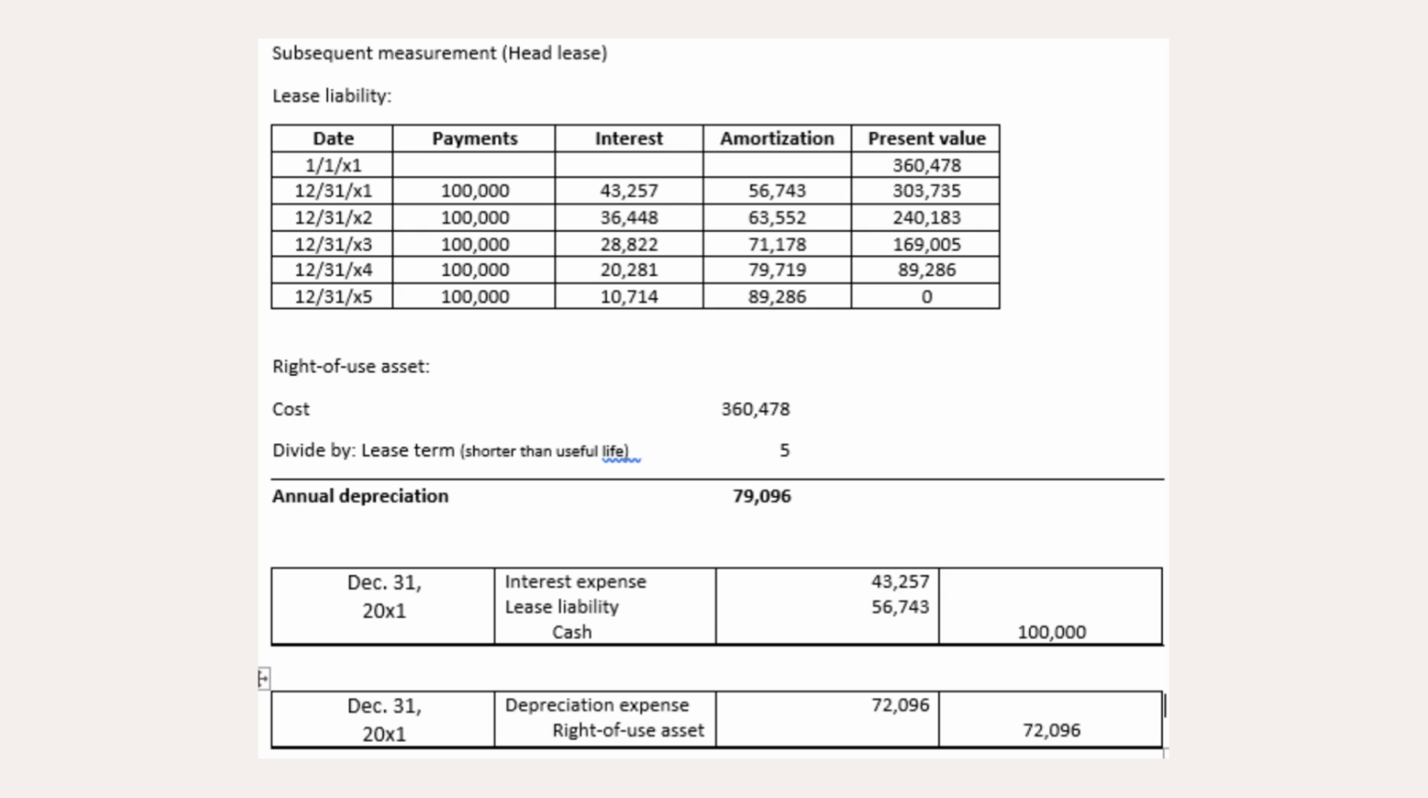Ito naman yung subsequent measurement. Sa right of use asset, yung cost niya ay 360,478. I-divide siya sa lease term na 5 years. Annual depreciation niya is 79,096.